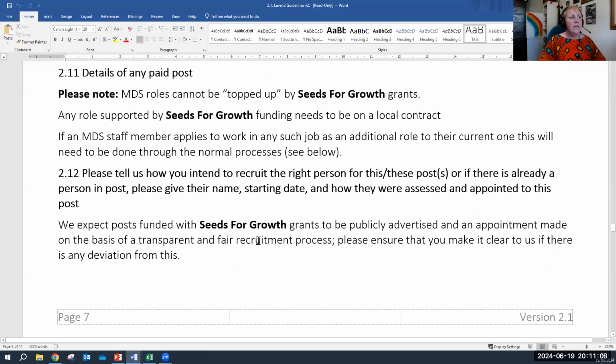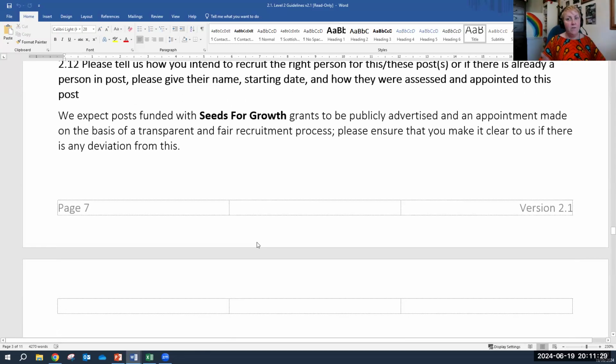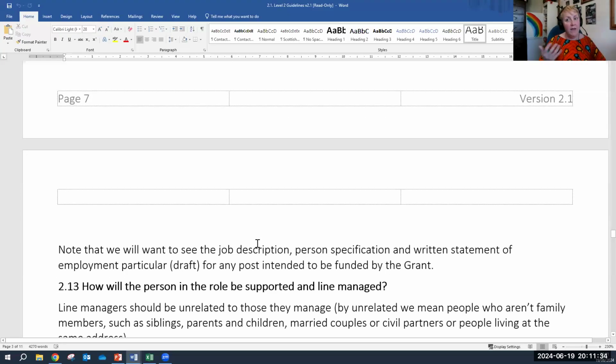Please tell us how you intend to recruit the right person for this post. If there is already a person in post, please give their name, starting date, and how they were assessed. So this is just as you would expect. We are expecting that these are publicly advertised, that an appointment is made on the basis of a transparent and fair recruitment. And if that hasn't happened, if you've already got somebody in place, then we need to know that you haven't done it in that way, and we need to know why, and we need to know that this person is the right person for the role.